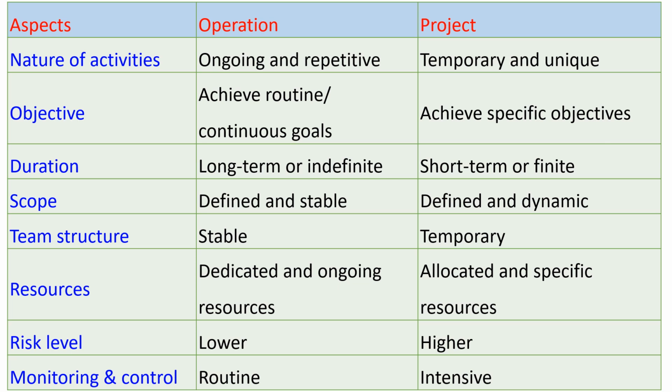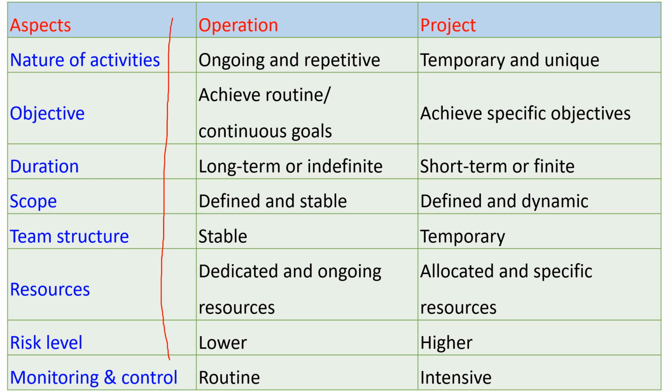So, after finishing the characteristics, let us see the difference between operations and projects. With the first column aspect, let us see the difference between operation and projects. According to the nature of the activities, operation is ongoing. We know that it is repetitive, routine activities that we are repeating day by day. But a project is temporary, has a beginning and ending date, and it has also a unique output.